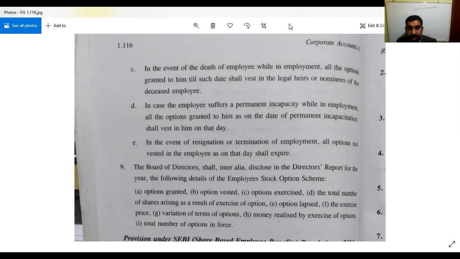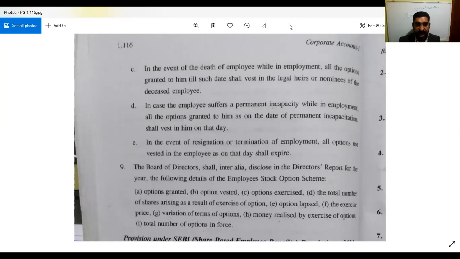So that is the case with regard to incapacity, and in the event of resignation or termination of the employment, all the options not vested in the employee as on that day shall expire. So in case in between this time period, termination by the management or resignation by the employee itself, that thing ceases to exist. Which one? This employee stock option scheme, okay, ESOP, should be finished.